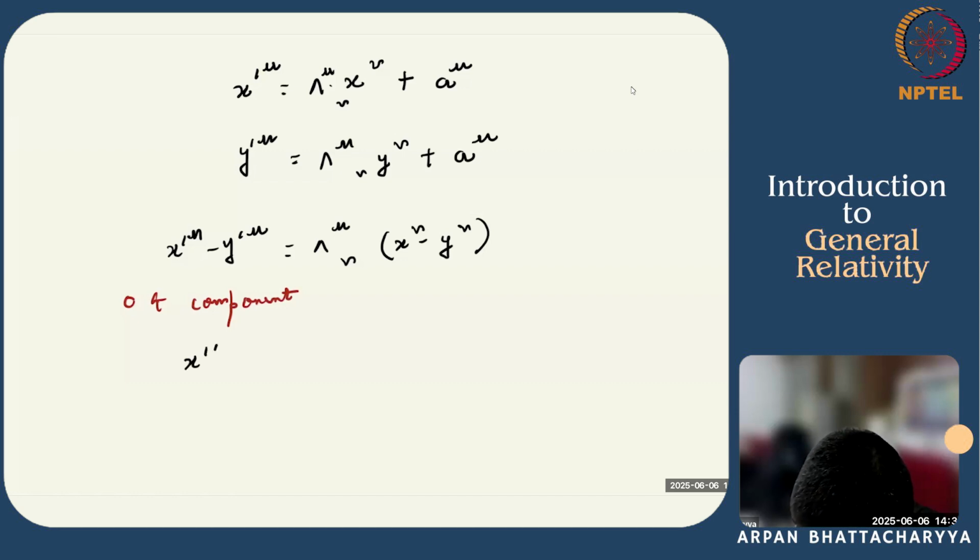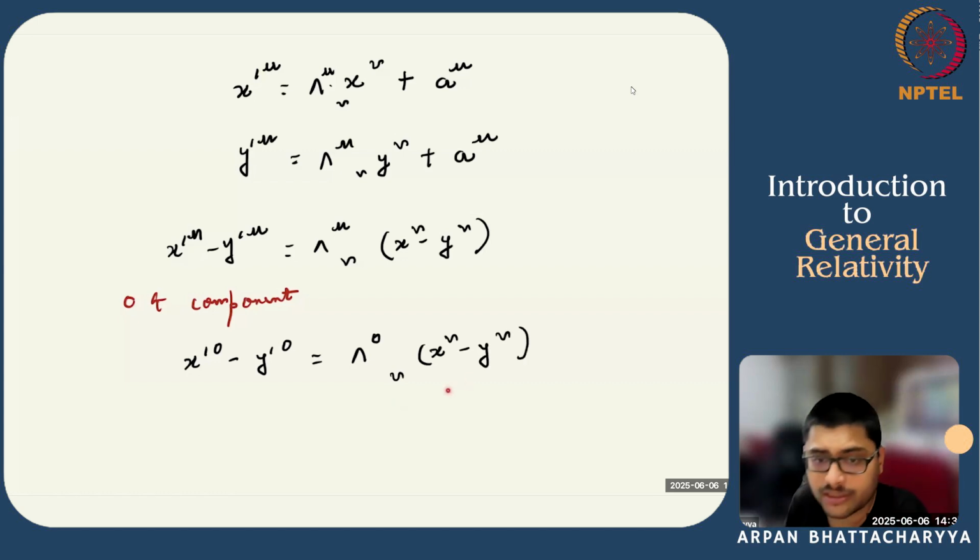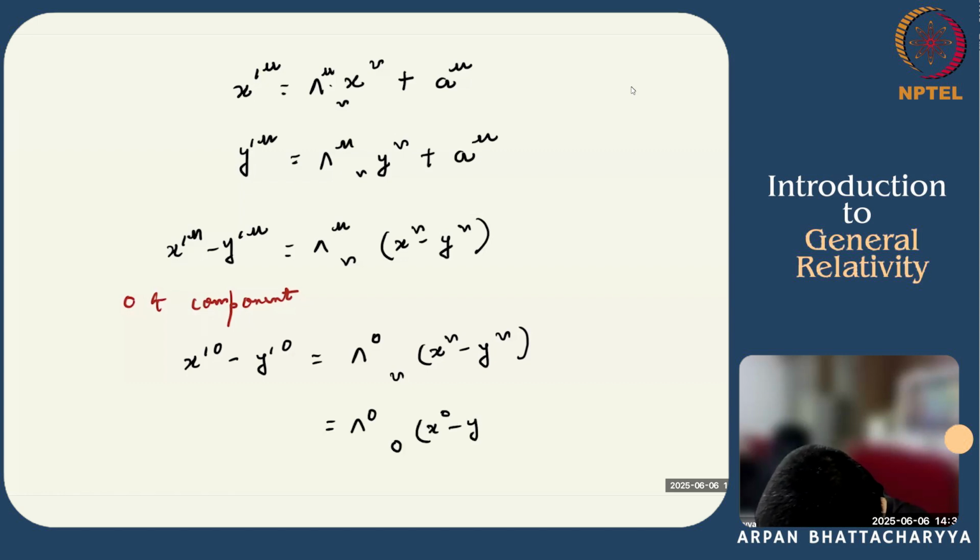It's x prime 0 minus y prime 0, and so we'll have lambda 0 μ times x μ minus y μ. We know the repeated indices are summed over, so let's write this sum explicitly. We divide it into the 0 and the spatial indices, which we denote by i, which takes 3 values, as discussed in class. This is nothing but lambda 0 0 times x0 minus y0, plus lambda 0 i times x i minus y i.